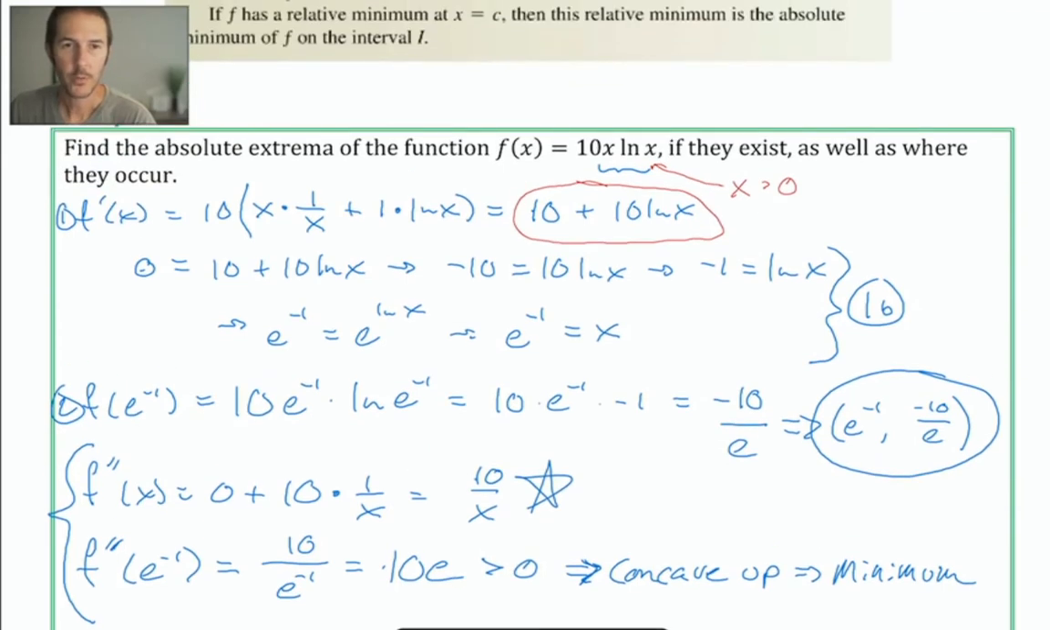Let's make sure we answer the question. Find the absolute extrema. There's only one. It's an absolute minimum. What is it? Negative 10 over e. That is the absolute minimum, as well as where it occurs. Well, there's only one of them, so where it occurs is where x equals e to the negative first power, or 1 over e.